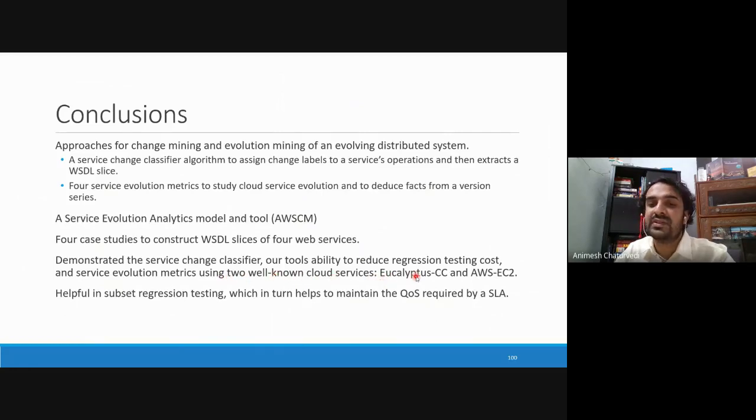And we did all these things on four different web services, and two of them are well-known cloud services, that is Eucalyptus Cluster Controller and Amazon Web Service EC2, Elastic Compute Cloud.